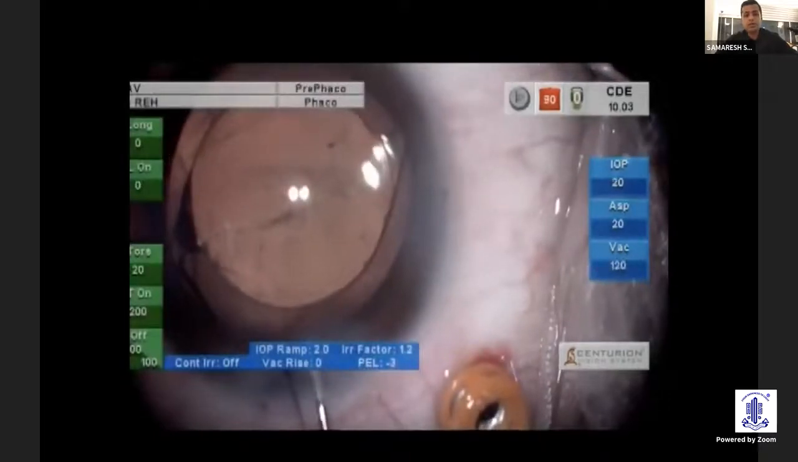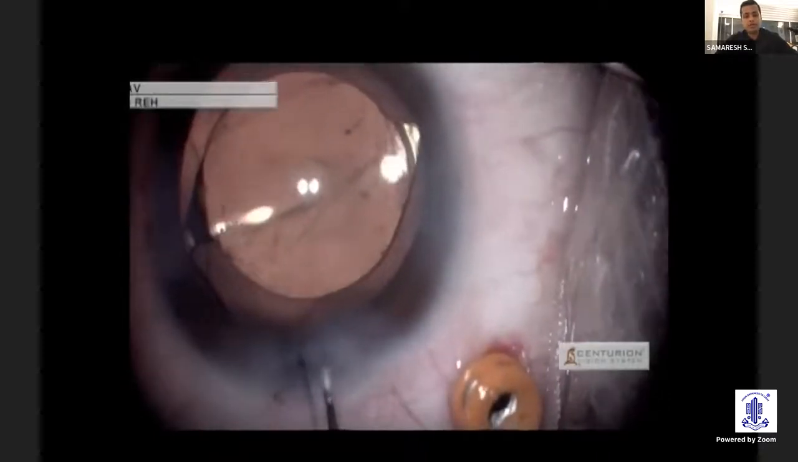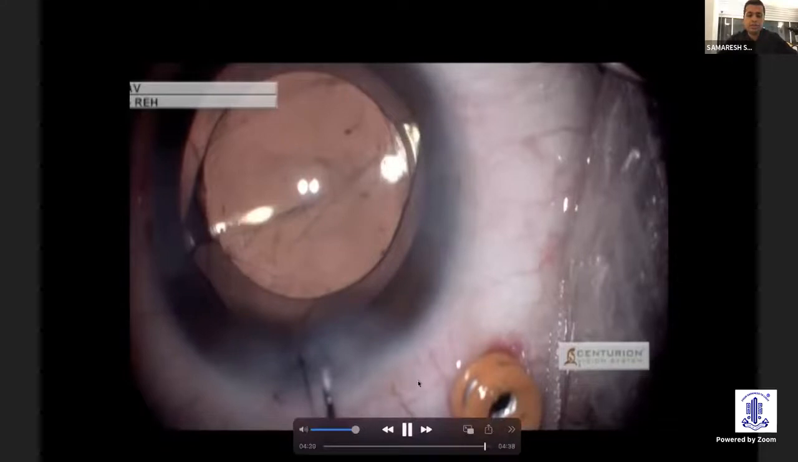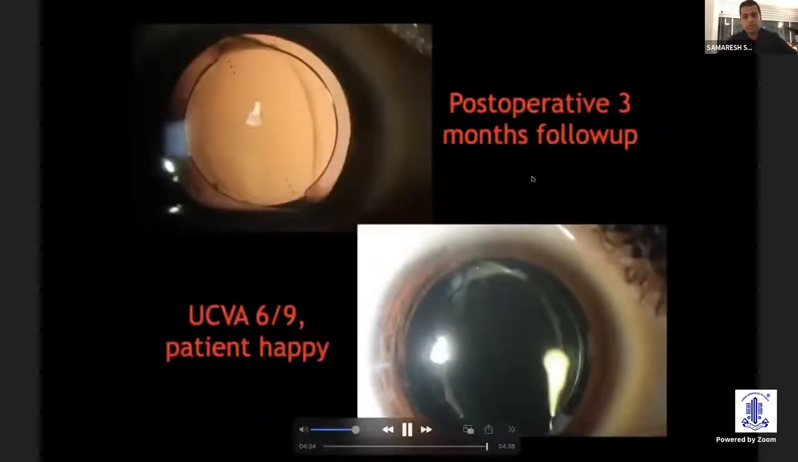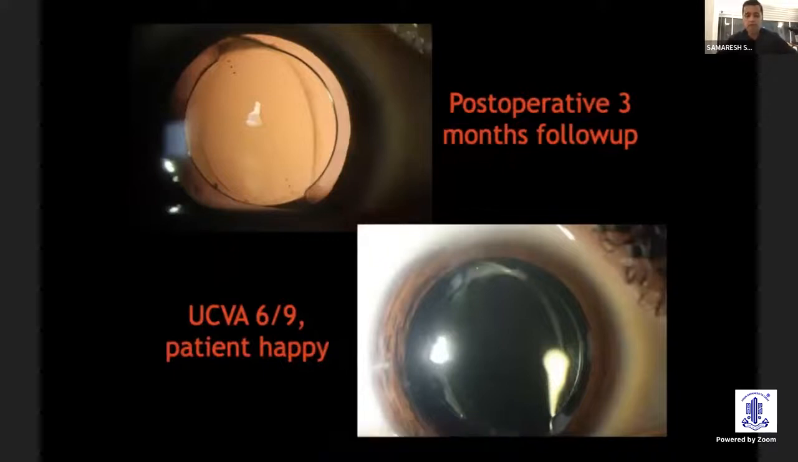So this is how the patient looks at the end of the surgery. I'm just trying to check the lip of the wound, and this is how the patient looks a few days after the surgery. This is the 6-month follow-up, a well-settled 6/9 unaided patient, and a very happy outcome for a very unfortunate incident that happened intraoperatively.